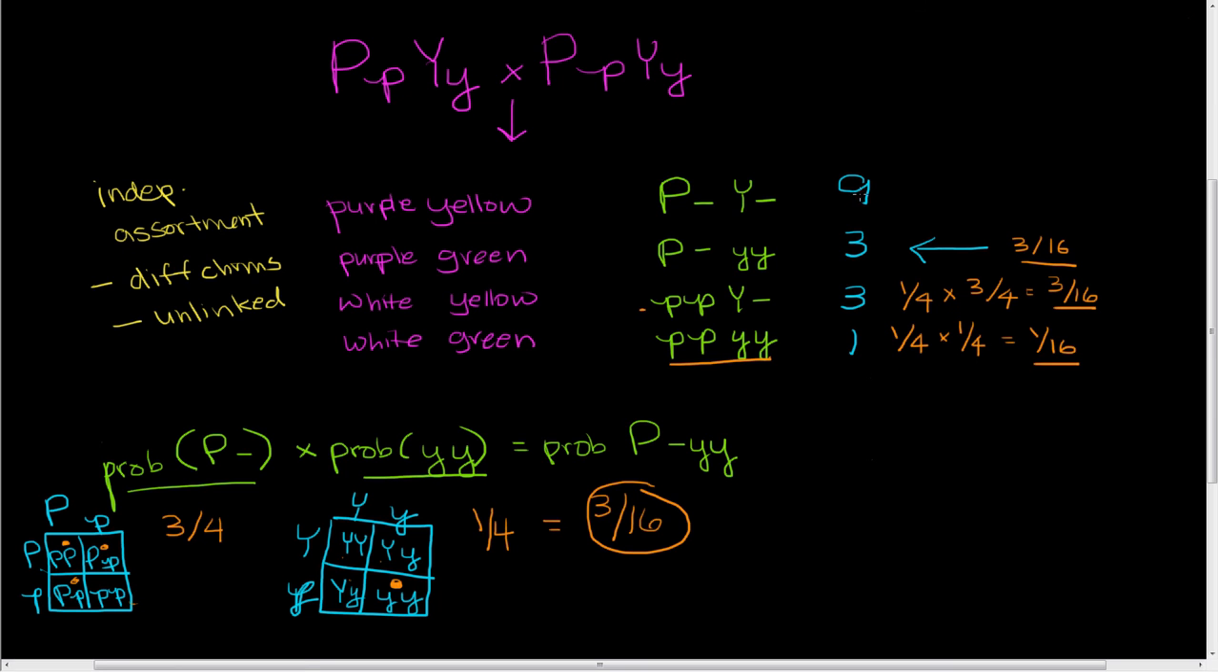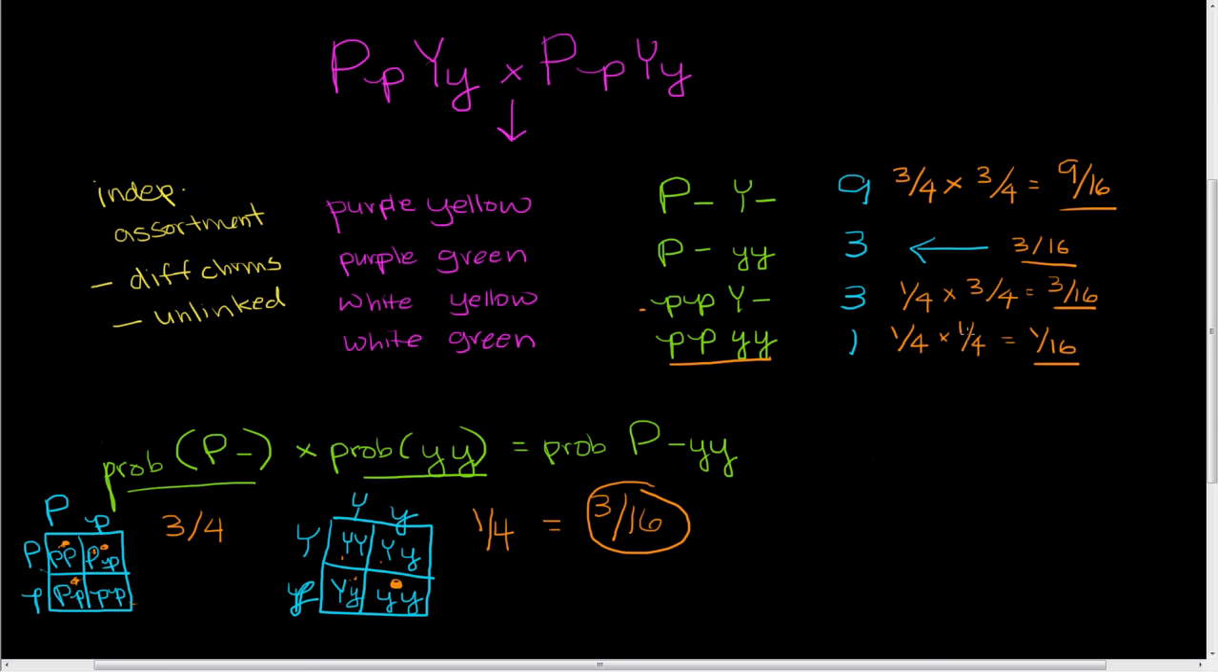Now let's look at this harder one, this 9 here. This 9 here is kind of fun. There are a lot of different gametic combinations that can give you a big P something, big Y something zygote. So if we look at the P locus, we already know there's 1, 2, 3 ways to get a big P something. So that's 3/4. And then there are also 1, 2, 3 ways to get a big Y something. So that's 3/4.